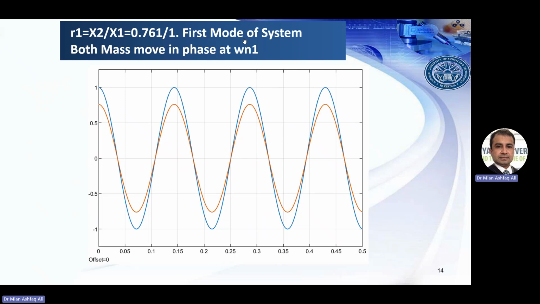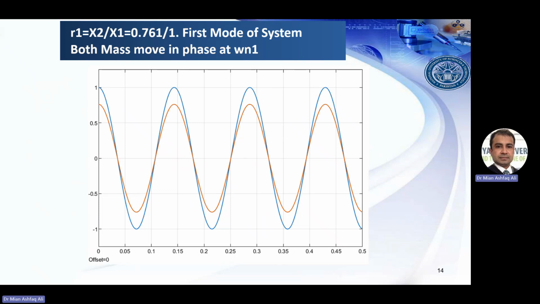Okay, so I just want to remove this. This is the scene in which we maintain the value of R1 to be 0.76 here, divide by 1. In that case, we see that both mass M1 and M2 move with the same frequency and completely in phase. So negative matches with the negative, positive matches with the positive, and it seems like a slower frequency.